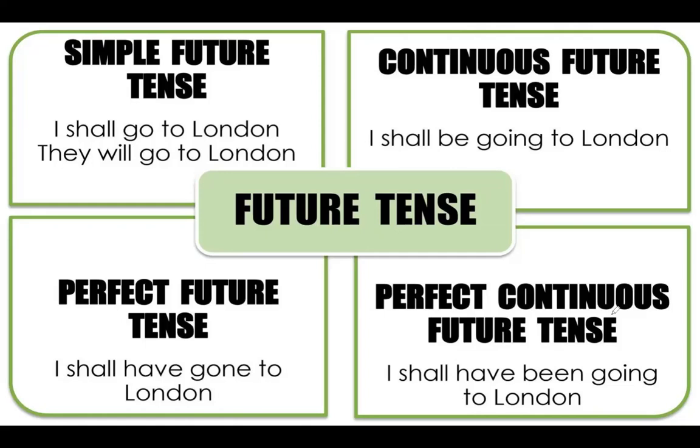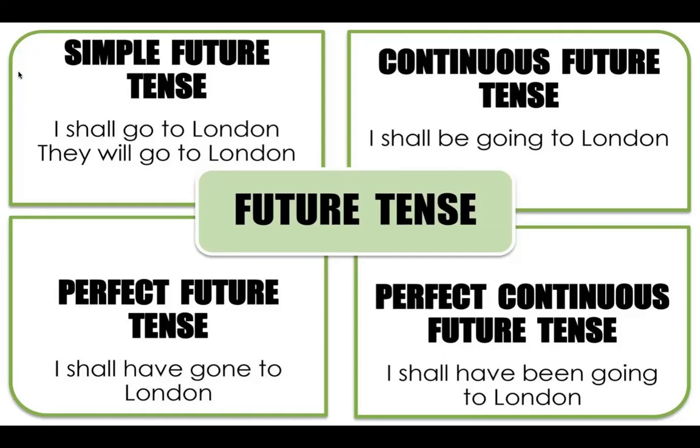Perfect continuous indicates an action started in the past and continued in the present, and we don't know its completion in the future. We are not even sure whether it is going to complete, or when. So we simply think of it as: he shall have been going to London. It means in the future, at a particular time, a certain action will have been going on. That is what it points to.